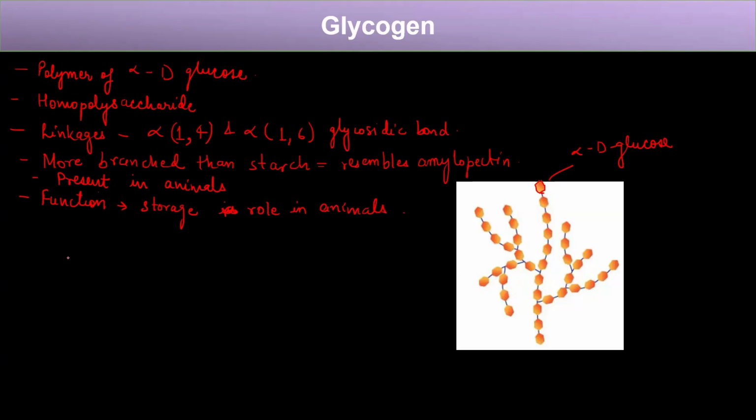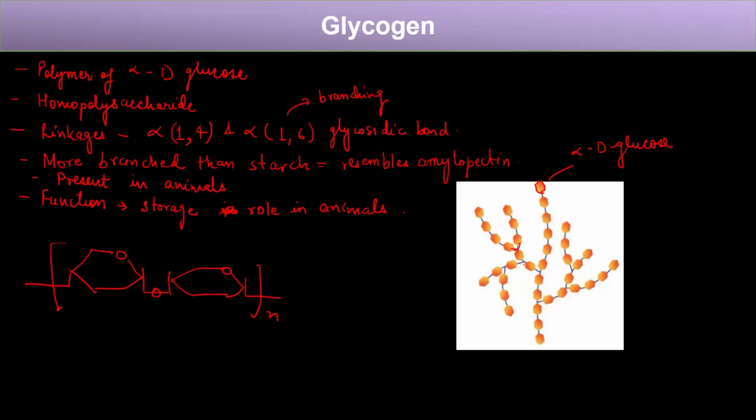Now, the structure I've just shown here, if I zoom in, will look something like this, right? This will be your glycosidic linkage and this will be your structure, and the chain will continue on both sides for n times. And then at certain points there will be branching that we can see. So here there is branching, and this branching will be with alpha 1,6 glycosidic bond. So this is all about the glycogen.